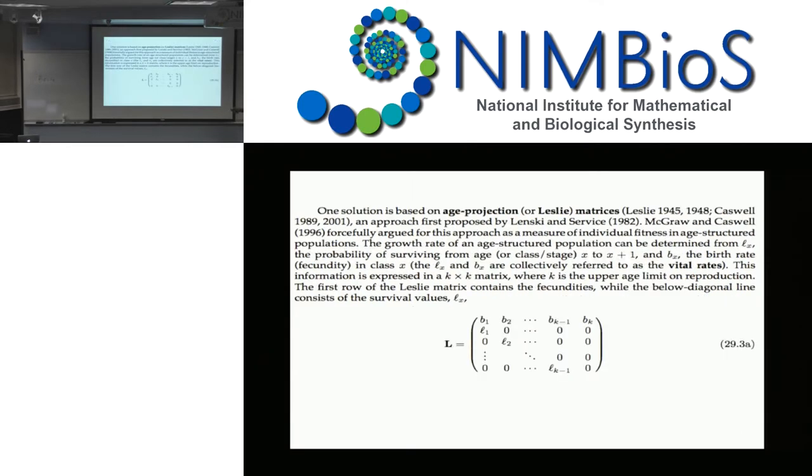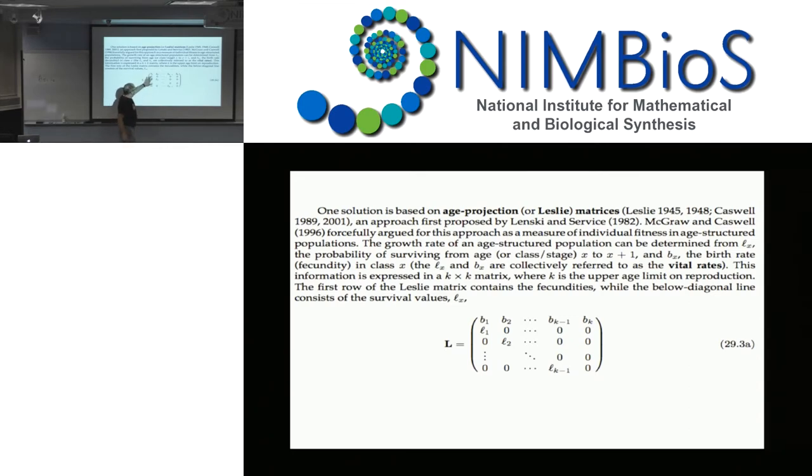You can also take this idea and make it stages. So for example, suppose I've got a value on the diagonal here. What does that mean? That's a chance, in the next cycle, of staying in that stage. So if I have a rosette, let's say that value is 0.2. It means if I'm a rosette, there's a 0.2 chance that in the next cycle I'm also a rosette.